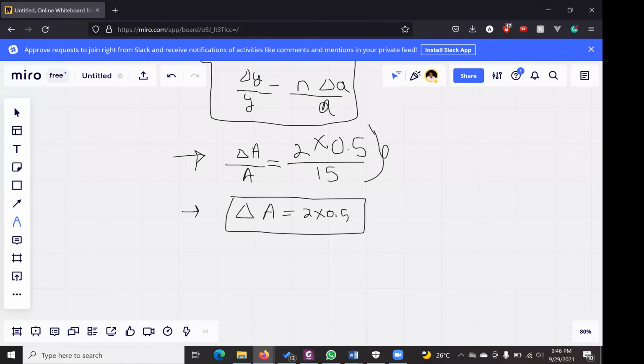Anybody else got that? Same thing we get. Go again, repeat that one. You're doing a fractional error times 100. That's how you get your percentage error.